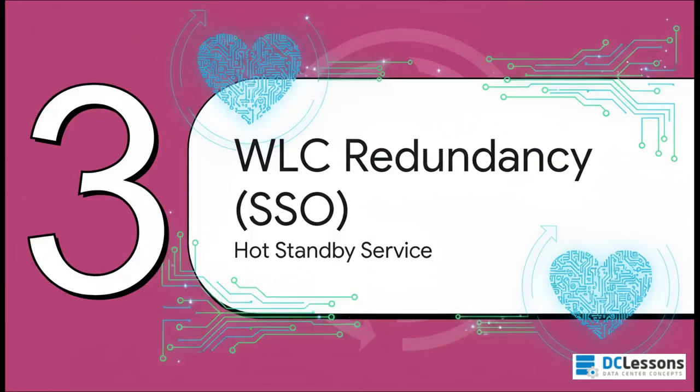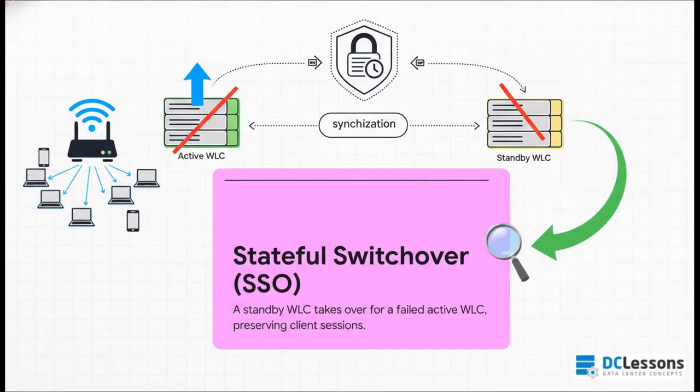Okay, so we've protected the network's brain. Now let's talk about its heart, the wireless LAN controllers. These are the devices managing all your access points, handling client authentication, enforcing policies. They are the real workhorses, and if one of them goes down, hundreds, maybe thousands of users could lose their connection. To prevent that, we use a feature called stateful switchover. Stateful switchover, or SSO, is the technology that keeps your wireless clients connected even if a physical controller completely fails.